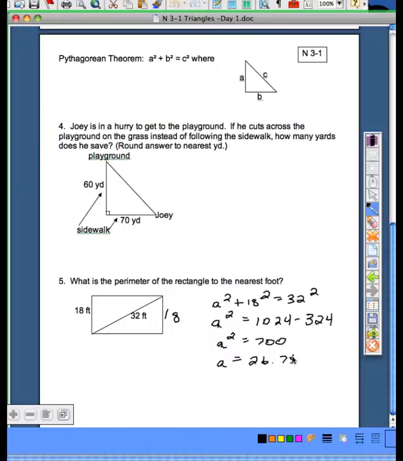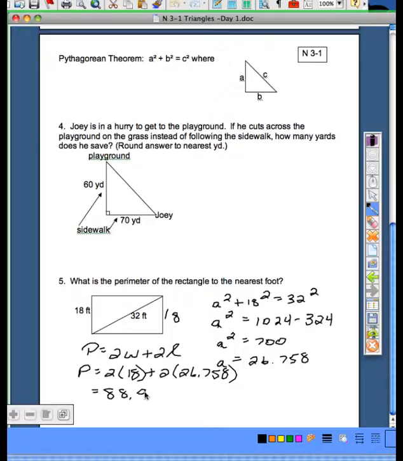So a is 26.758. Now the perimeter formula is 2 times the width plus 2 times the length. So we have 2 times 18 plus 2 times 26.758. And that comes out to be 88.916. And the instructions are rounding it to the nearest foot, so that's going to be about 89 feet. And that's the answer to that one.